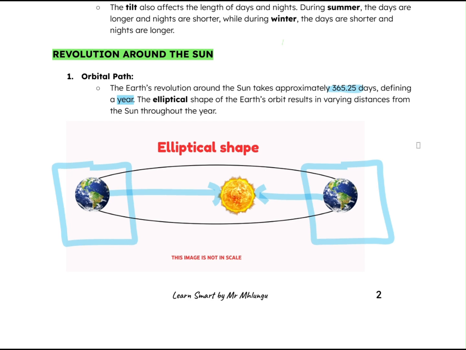In other words, it doesn't orbit in a perfect cycle. It is in an elliptic shape, which that particular shape determines the energy received at this particular point, and of course the energy received at this particular moment.